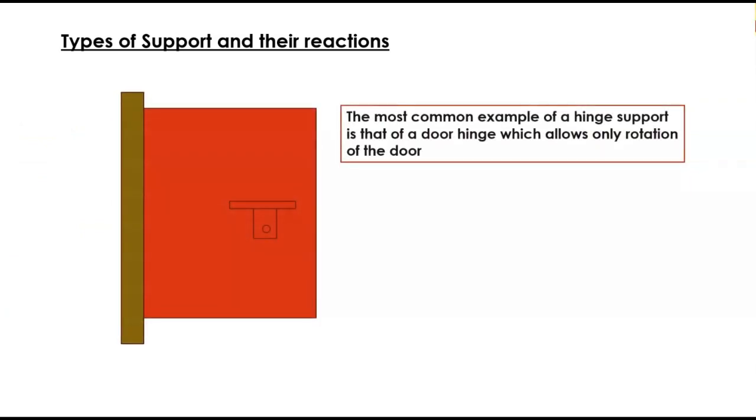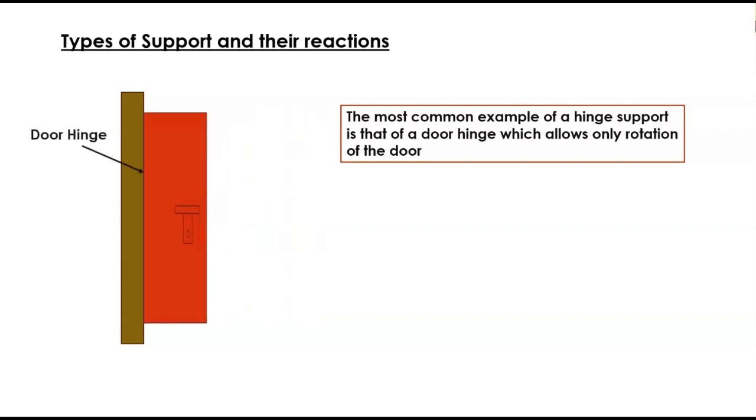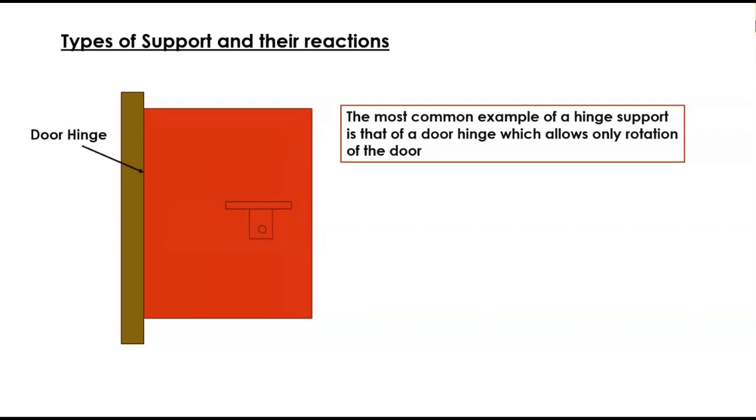Now let's look at the common examples of the type of support and the reaction. The most common example of a hinge support is that of a door hinge, which allows only rotation of the door. So this is one of the practical examples to show the case of a door hinge.